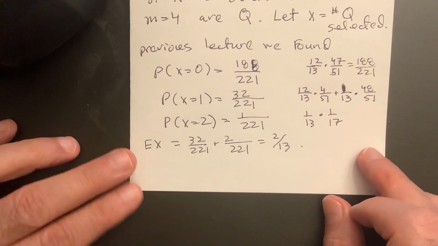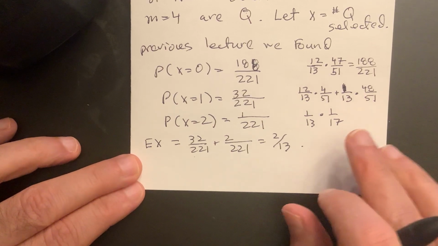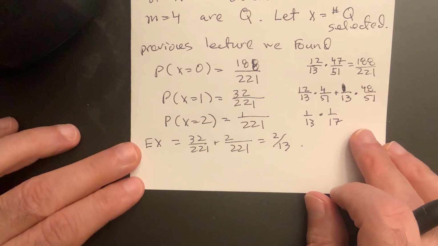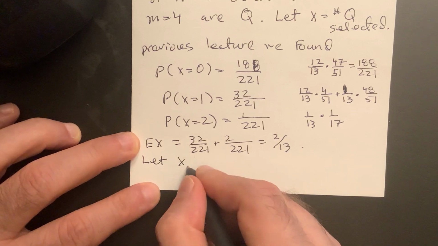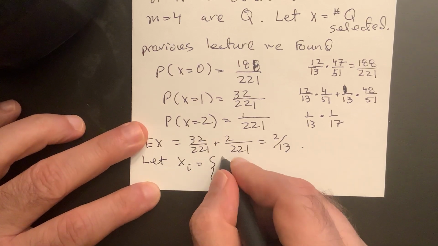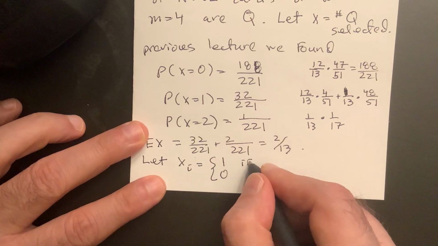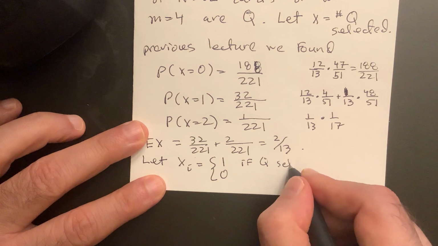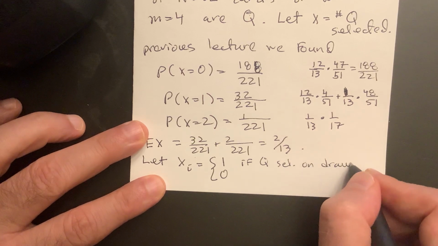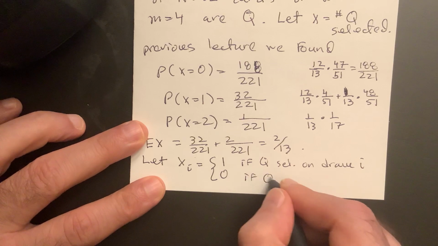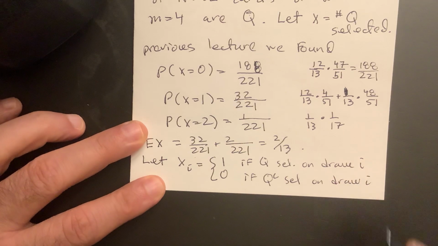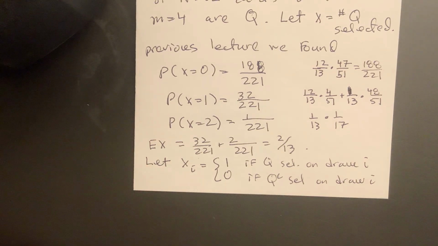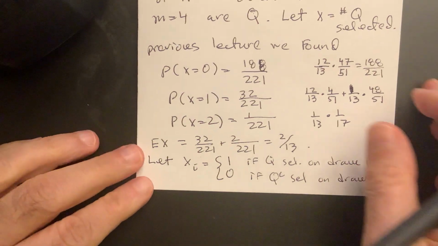So the way to show it is, let's represent x as the sum of random variables. So we'll let xi equal 1 if a queen is selected on draw i, and 0 if not a queen is selected on draw i. Okay, so x1 is 1 if I pick a queen on the first one, and it's 0 if I don't pick a queen on the first one.